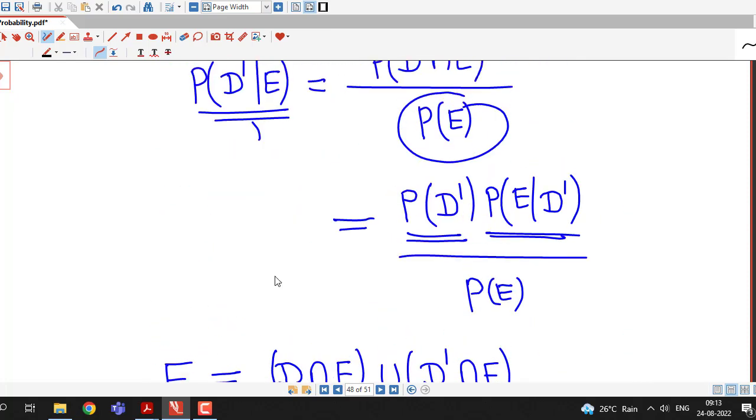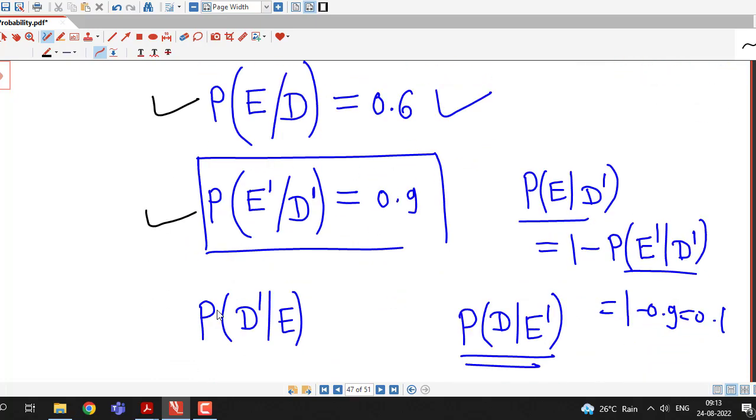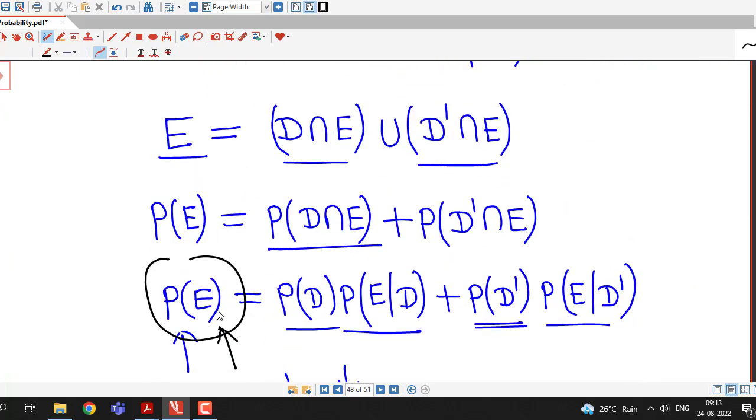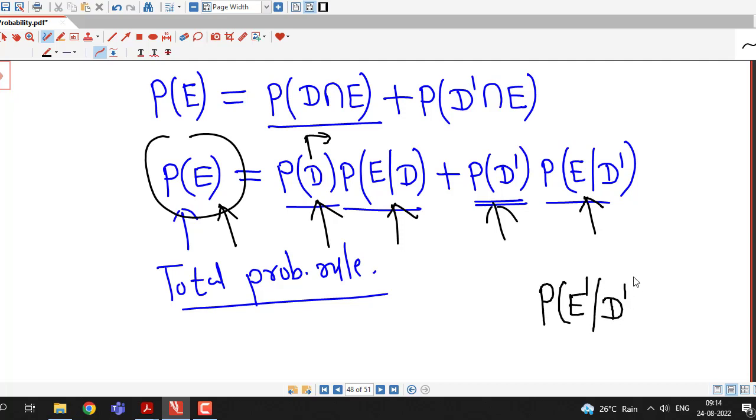Here we are not given probability of E, but what is given? We are given probability of E given D, probability of E dash given D dash. So that is not given directly. We are given probability of E given D. This is also given. This we can find using probability of D, and this is also not given, that we have decided using this probability. Okay, this we have obtained using this complementary event rule. So this is also not given.